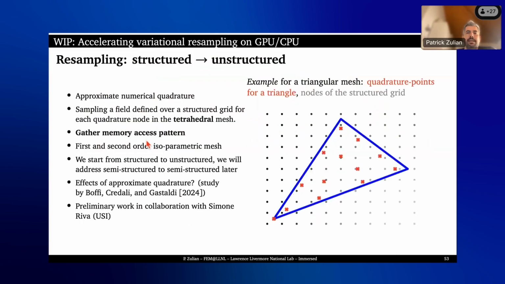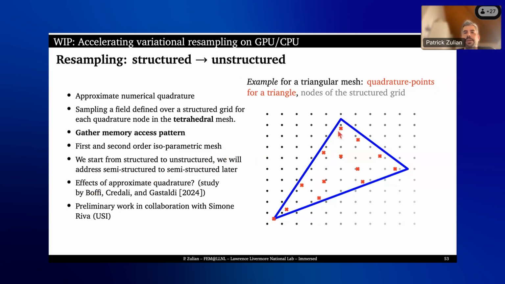And in the direction of GPU and so on, we started also looking at how to resample things a bit more efficiently for our transfer operator. And we started, as usual, from structured meshes and moving to unstructured. And we try to see if we can do some structured to unstructured resampling efficiently. So this is some work that Simone Riva-Tusi is doing. And it's based on the premise of this paper by Boffi and others, which shows the effects of approximate quadrature in terms of convergence rate.